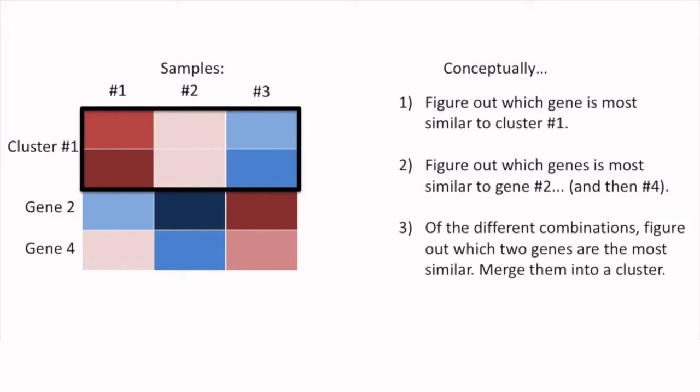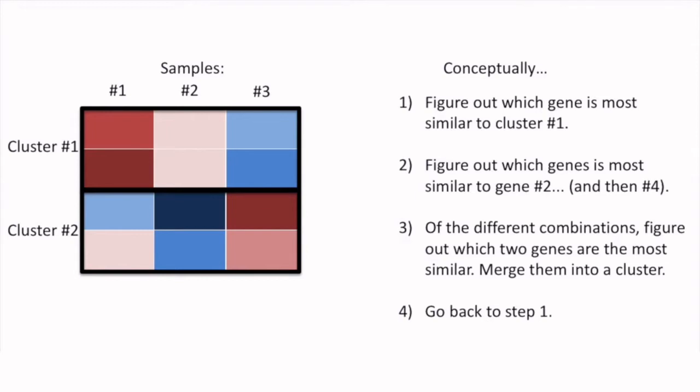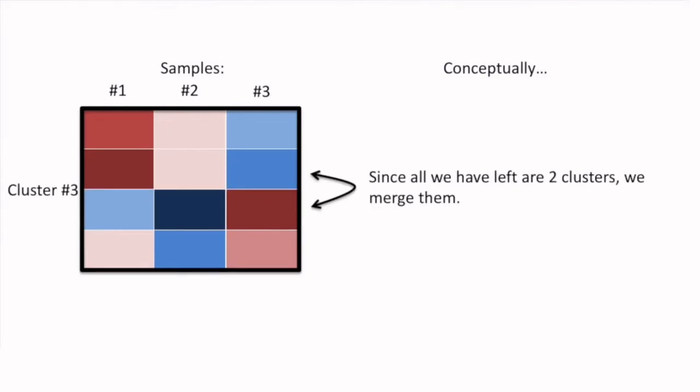So now out of the different combinations, figure out which 2 genes are the most similar, and merge them into a cluster. So 2 and 4 are the most similar combination here. So we merge them into a cluster and go back to step 1. However, since all we have left are 2 clusters, we merge them and bam, we are all done.